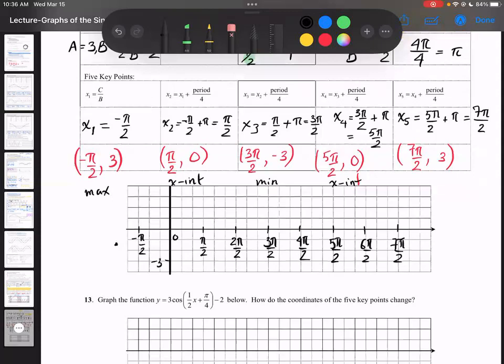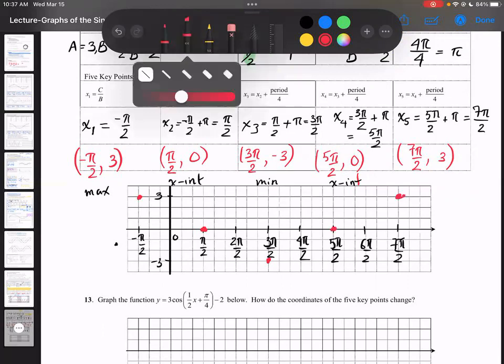Let's plot the points down. Negative pi over 2, 0, 3, which is here. Pi over 2, 0. 3 pi over 2, negative 3. 5 pi over 2, 0, and 7 pi over 2, 3. Connect the dots. So that is my one period.